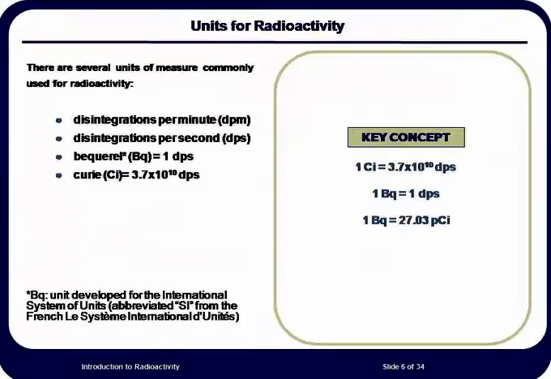The units of radioactivity are defined several ways. The traditional unit is the Curie. 1 Curie, abbreviated capital C, small i, is 3.7 times 10 to the 10th disintegrations per second. The International System of Units, or SI, unit for activity is the becquerel. 1 becquerel is 1 disintegration per second.